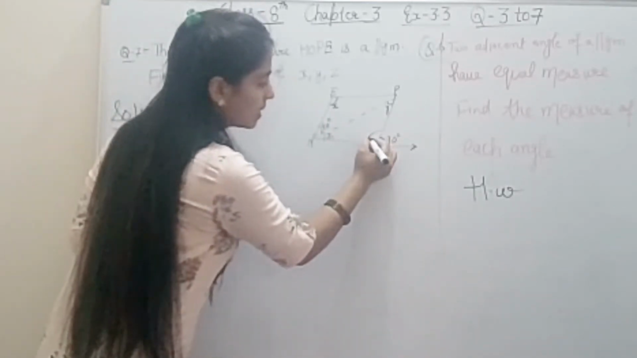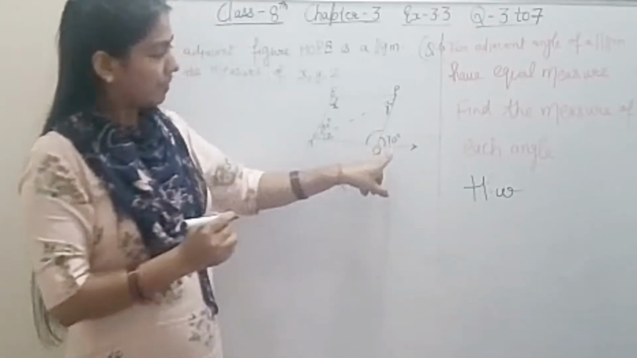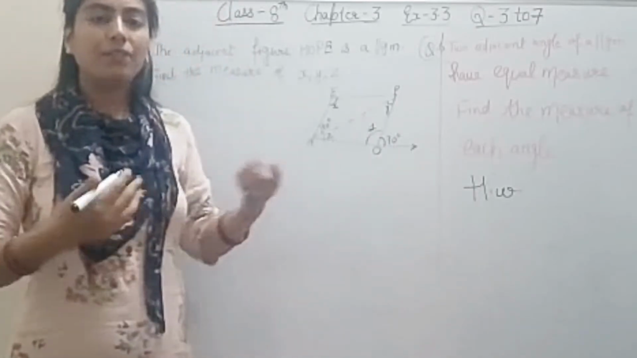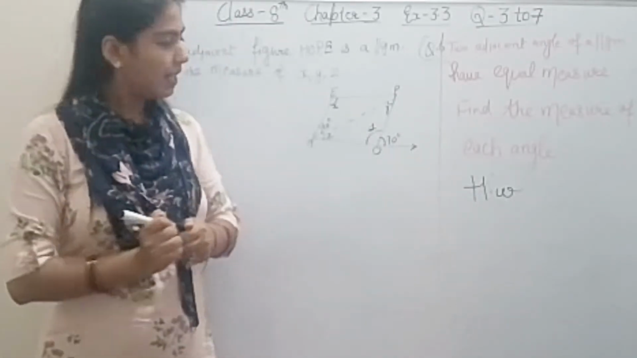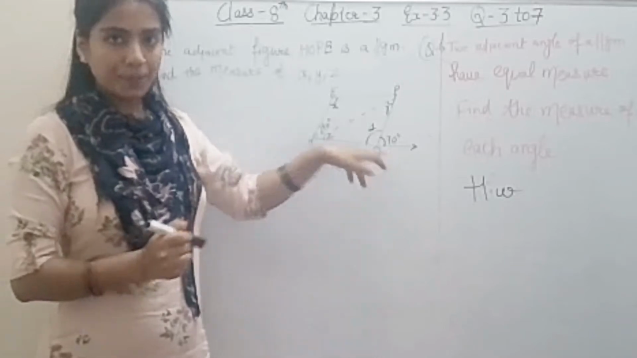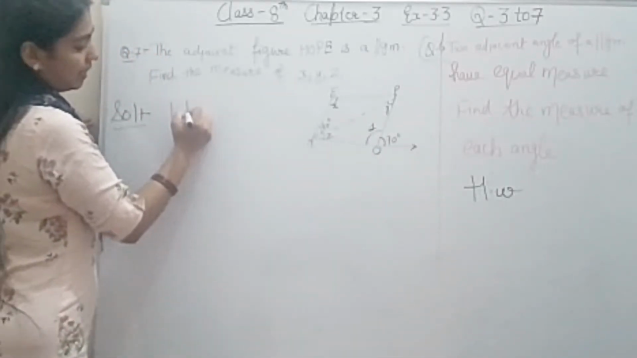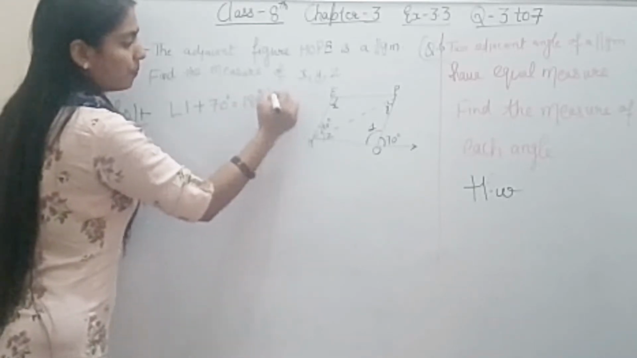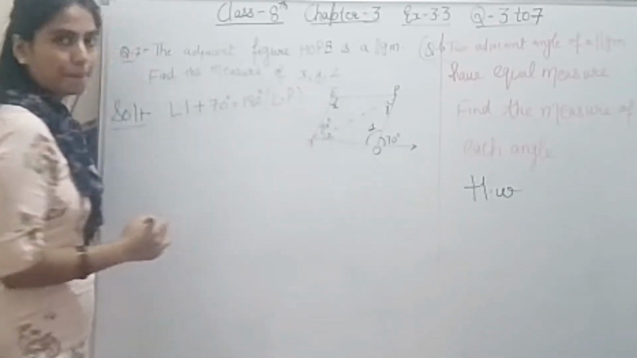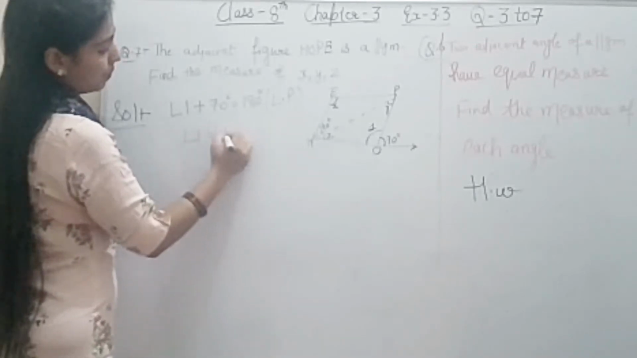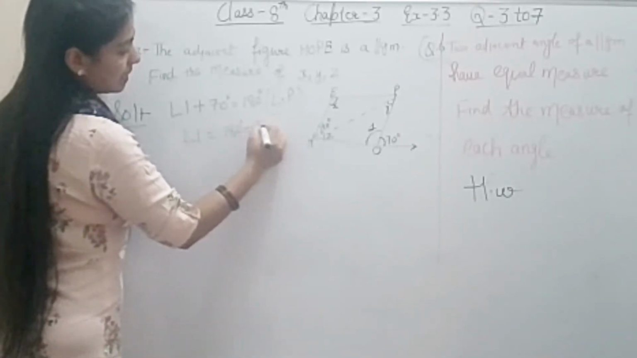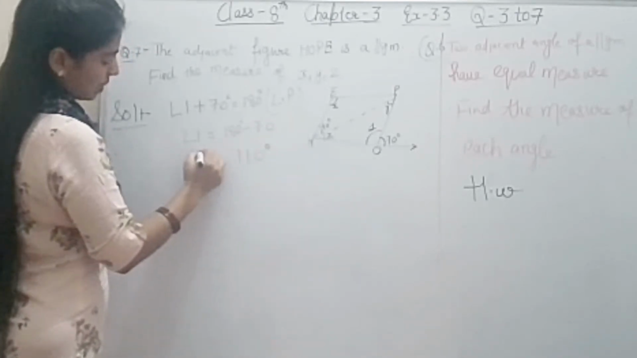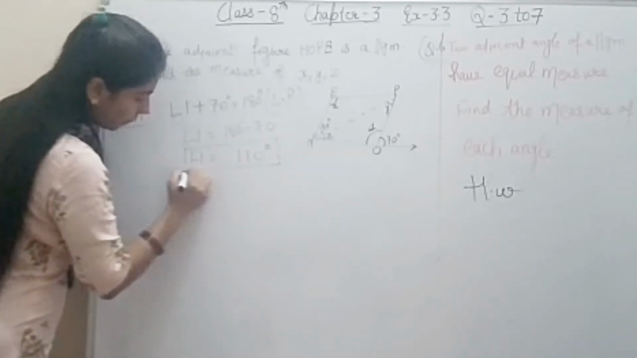And how will you find this value? This angle, with the help of this angle, 70 degree. Suppose this is angle 1. You can take 1, Z, anything you can take, fine. So what has this made? Linear pair. So let's start. Angle 1 plus 70 degree is equals to 180 degree. How? Because they are making a linear pair. So angle 1 is equals to 180 minus 70 degree. So the angle will be 110. So angle 1 is 110.